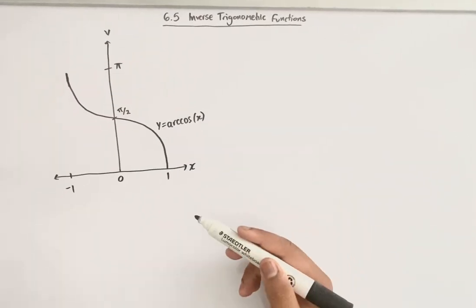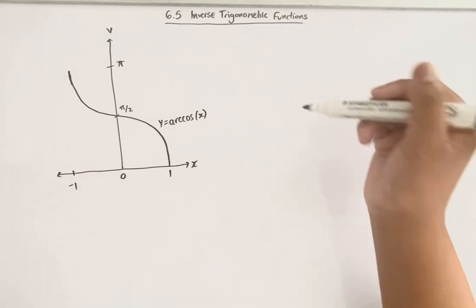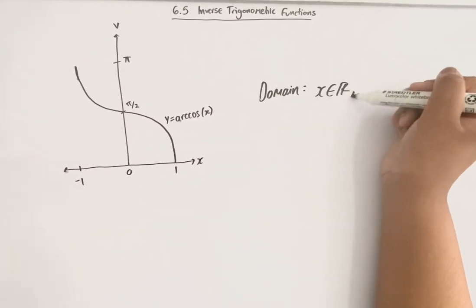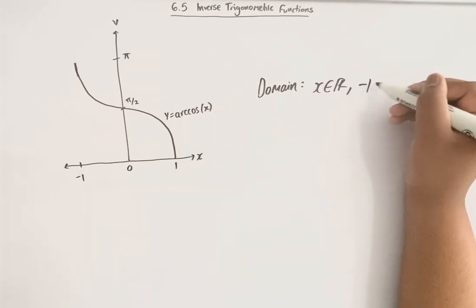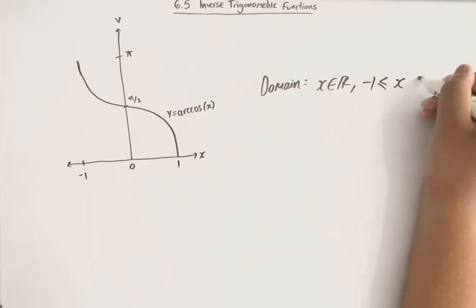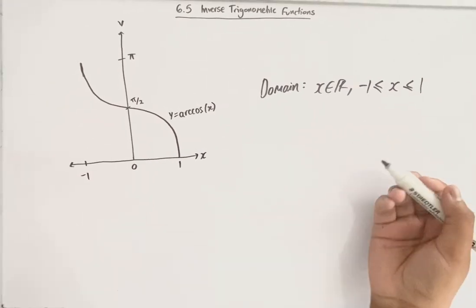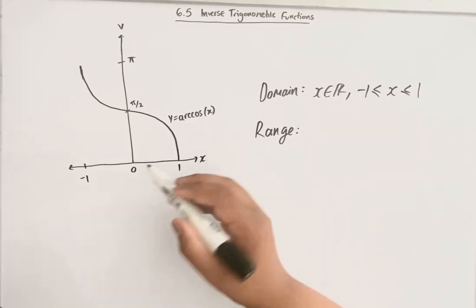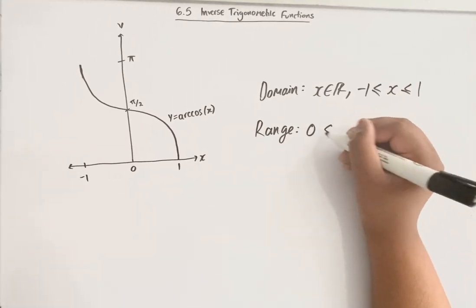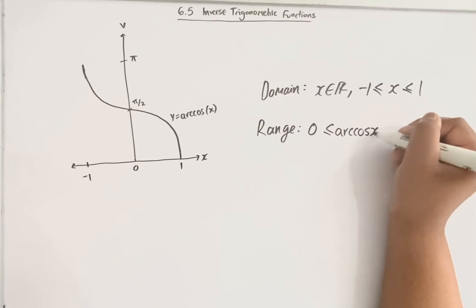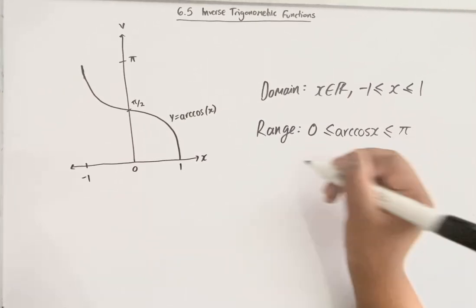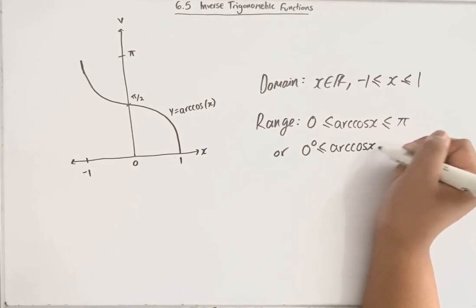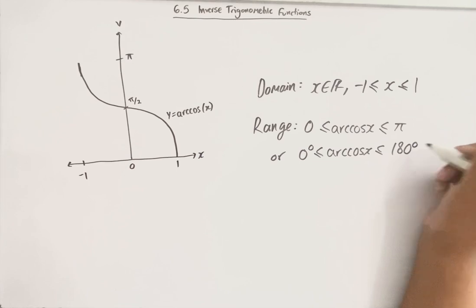The inverse of cos x is arccos x, and the graph looks like this. The domain of the graph is for real values of x, and again, like the arcsine, -1 ≤ x ≤ 1, because the range of cos is from -1 to 1. The range of this graph is from 0 ≤ arccos x ≤ π, or 0 degrees ≤ arccos x ≤ 180 degrees.